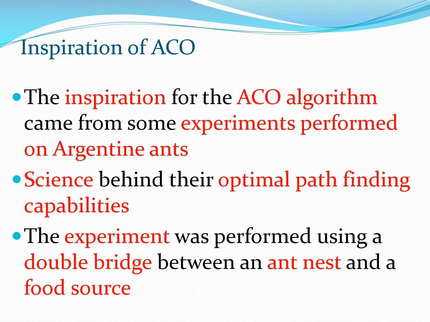Now, like some of the research we discussed before, the inspiration for ACO algorithm actually came from experiments which were performed on certain ants. And again, whenever biologists perform these experiments, they pick a certain species of ant because different species exhibit different behaviors. So the aim here was to study the science behind their optimal pathfinding capabilities, and an experiment was created such that there was a double bridge between an ant nest where the ants were kept and between a food source.